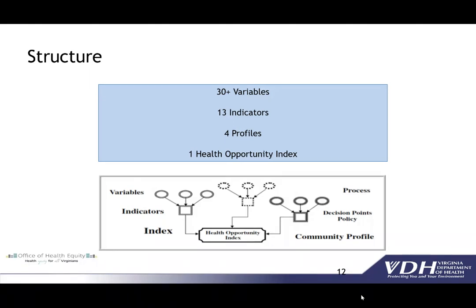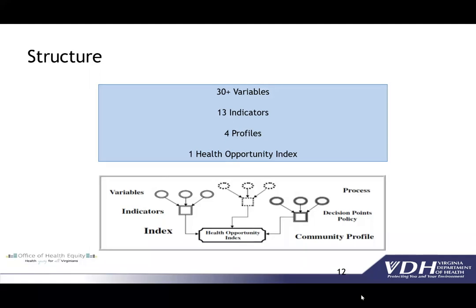We put them into indices because we believe those indices, based on our stakeholders' input, do affect health. Then we put these 13 indices into 4 buckets, 4 profiles, based on a statistical method, not just by asking someone, oh, what do you think? Then they were weighted into 1 index. And that's what we call the health opportunity index.